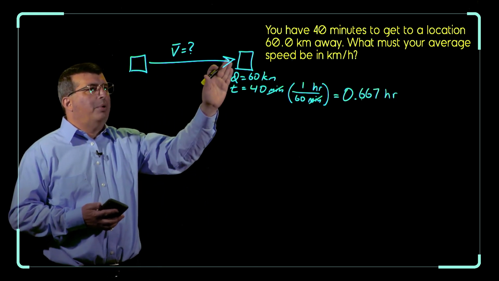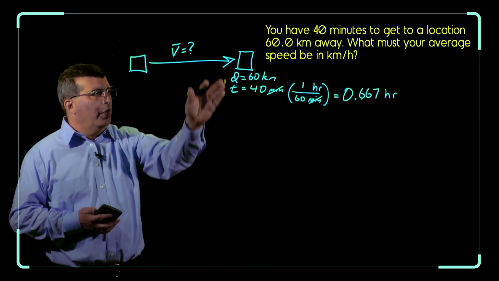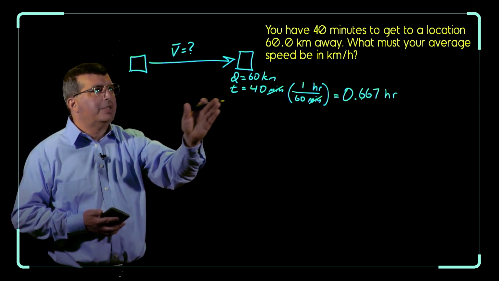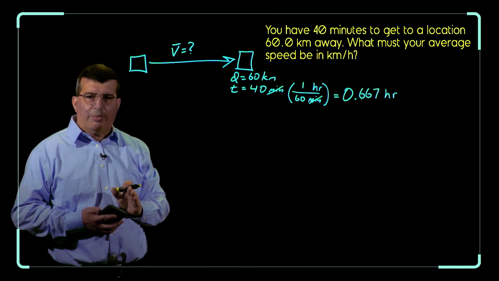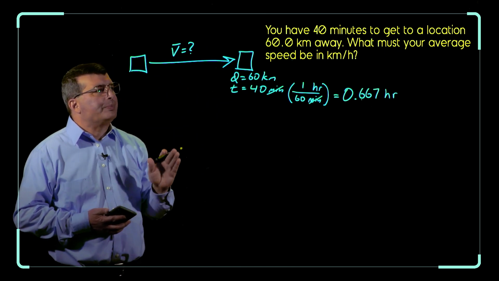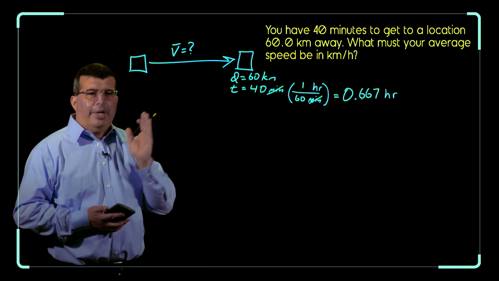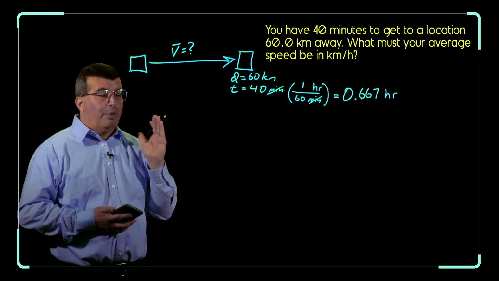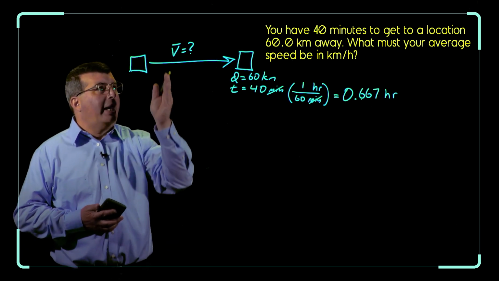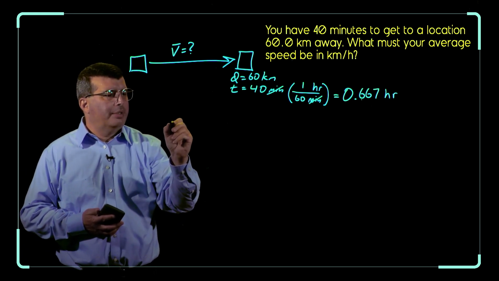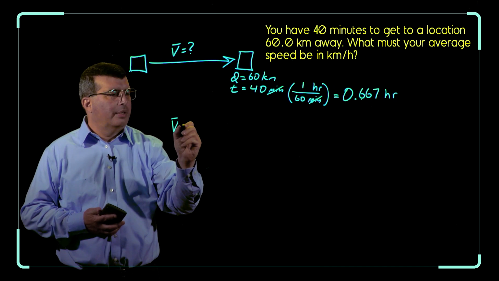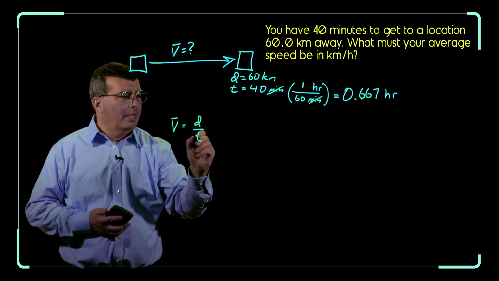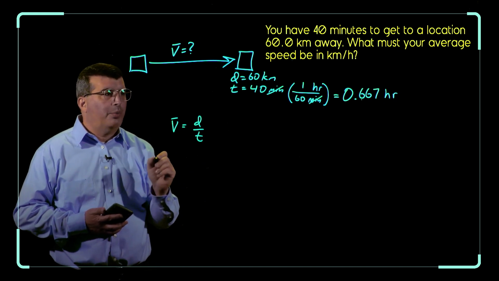So we've drawn our motion diagram. We've noted all the things that were given to us, and we also noted the question that we were asked. Okay? So now we need our starting equation. We need our principle. Well, our principle is average speed equals distance over time. And I could write that out in words if I wanted to.